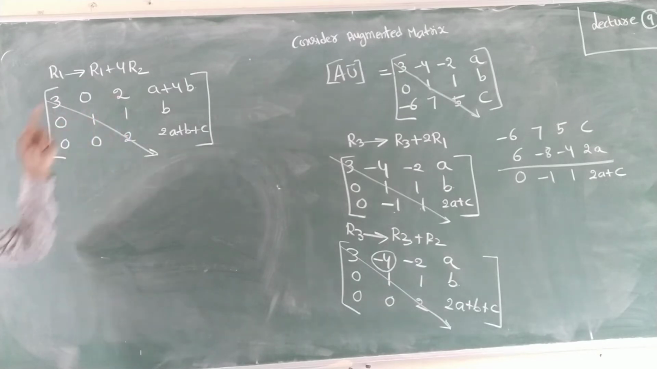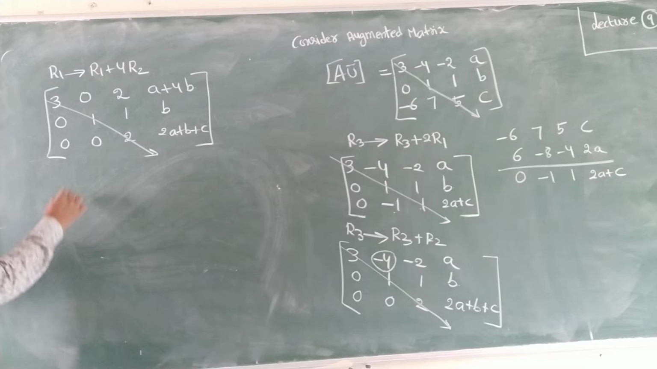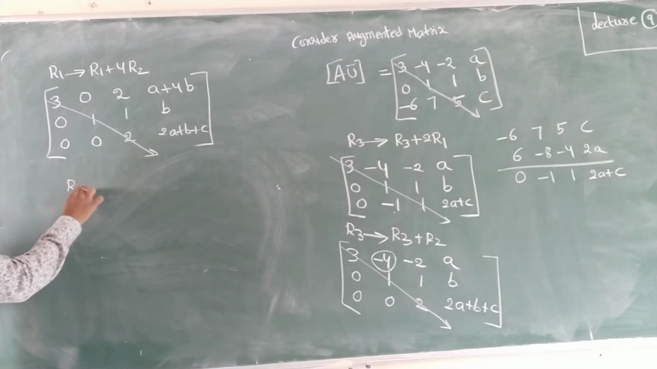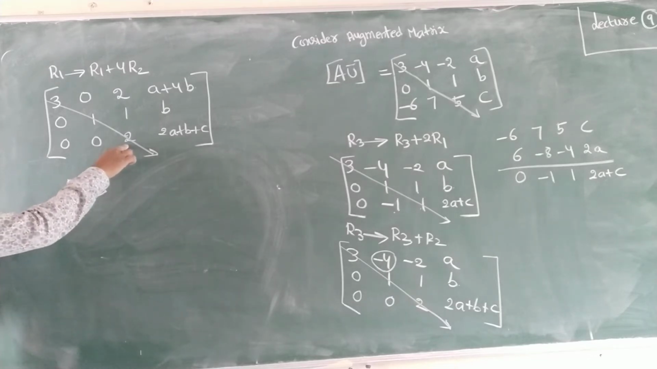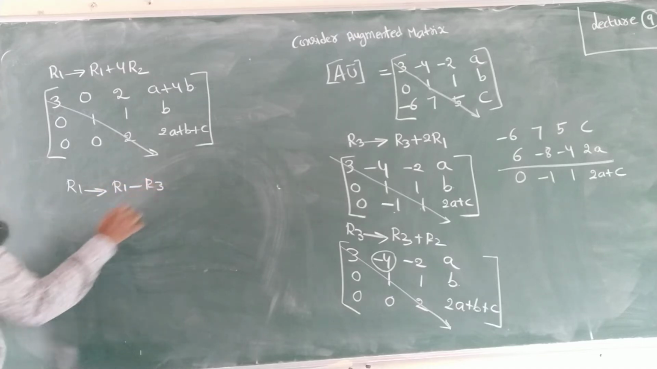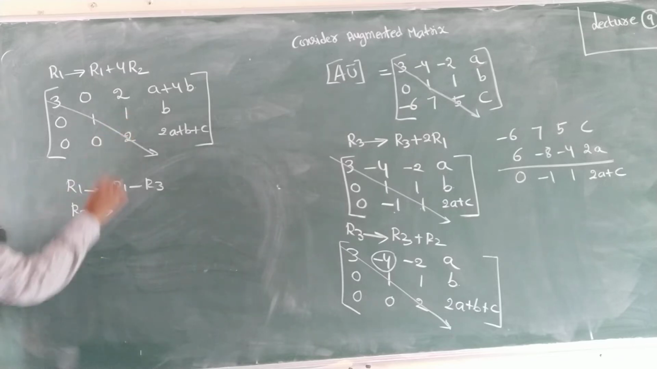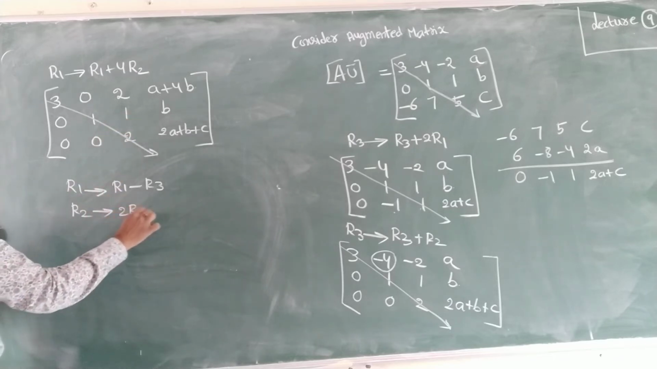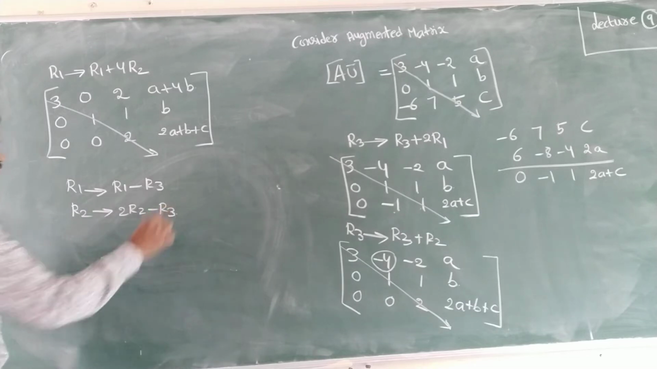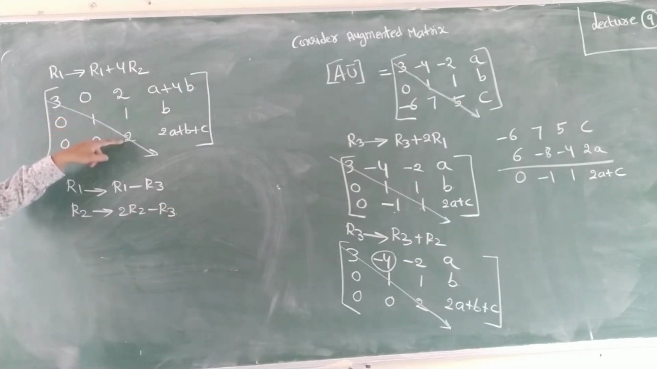These two positions also make it 0. These two 1, nothing but R1 implies R1 minus R3. R2 implies 2R2 minus R3. I have to make this position 0. 2 minus 2 is 0. This position is 0.